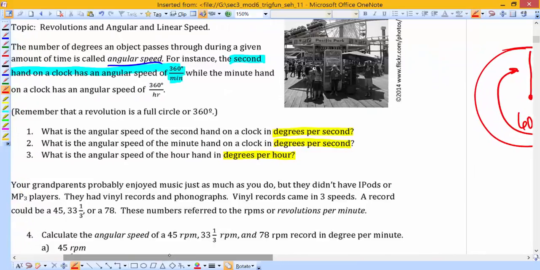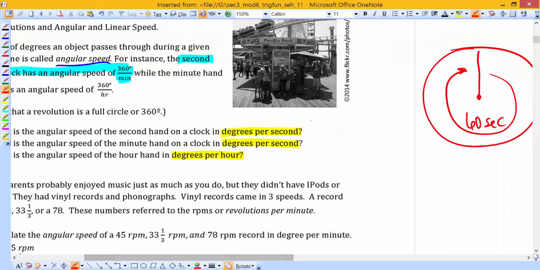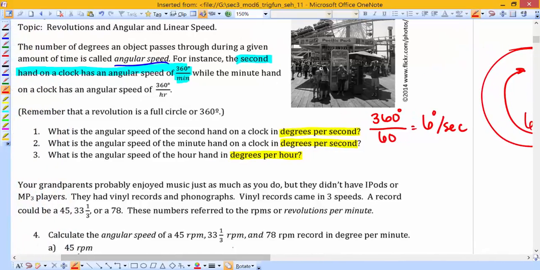So if I want the angular speed of that second hand in seconds, there are 360 degrees in one revolution to go all the way around. It's 360 degrees, but how many seconds does it take that hand to go all the way around? It takes 60 seconds. So when we divide, we end up getting 6 degrees per second. So that's the angular speed in seconds. It's 6 degrees every second. You can do the same thing with numbers 2 and 3.